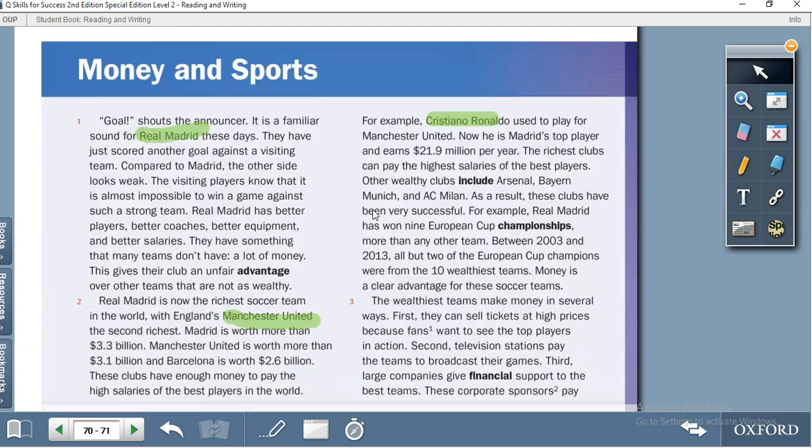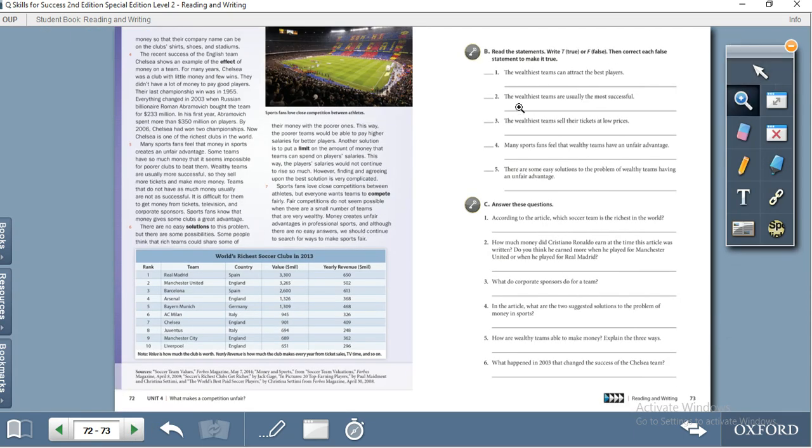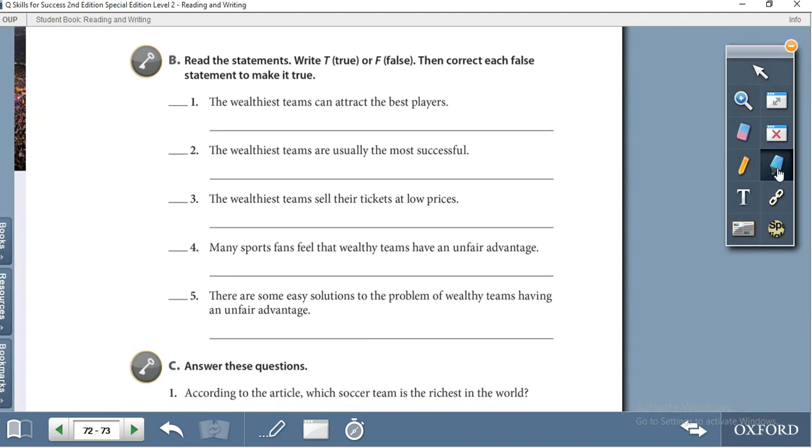So now you have to read this article, Money and Sport: How does money affect the sport? You have to go to page 73 and read this article and find out the answer to the question. Write T if it is true and F if it is false. The wealthiest teams can attract the best players. Yes, it is true according to general knowledge, but you have to read the article and then respond. They can buy the best players. You have to complete this exercise and show the answer to your teacher during the online session.